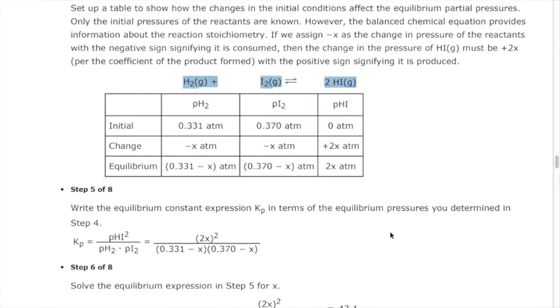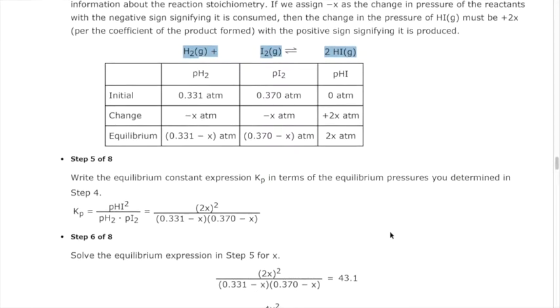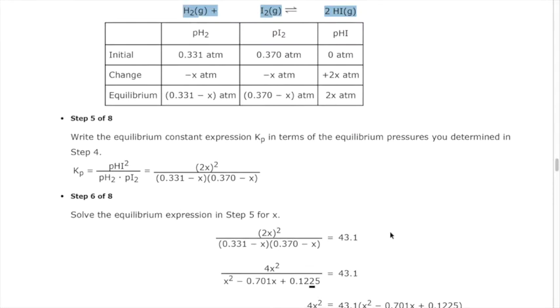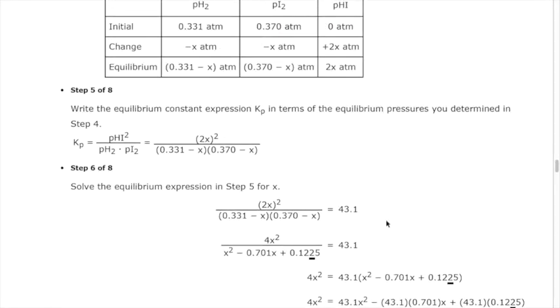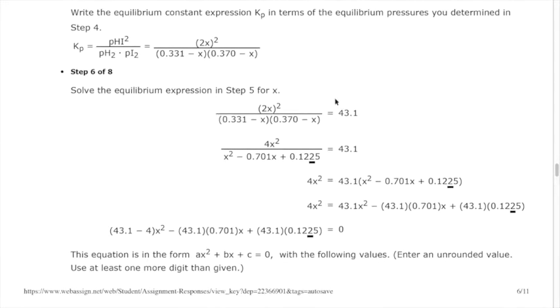Let's see. I'm just going to again use their work here. So we have 2x over 0.331 minus x times 0.370 minus x. So this is our K expression here. I'm not going to spend a ton of time on this because doing the quadratic calculation is annoying and you generally don't have to do it on an exam. We set it equal to 43.1 here because that's the Kp given.